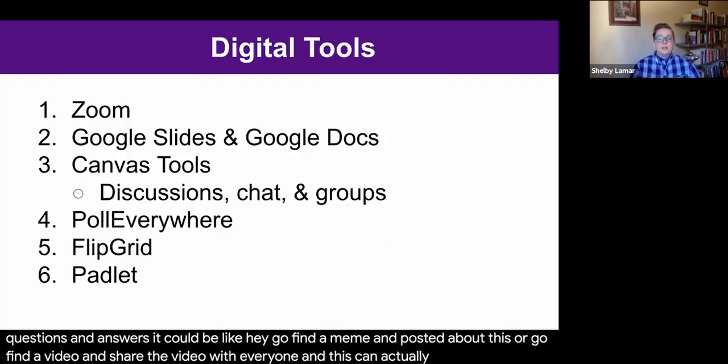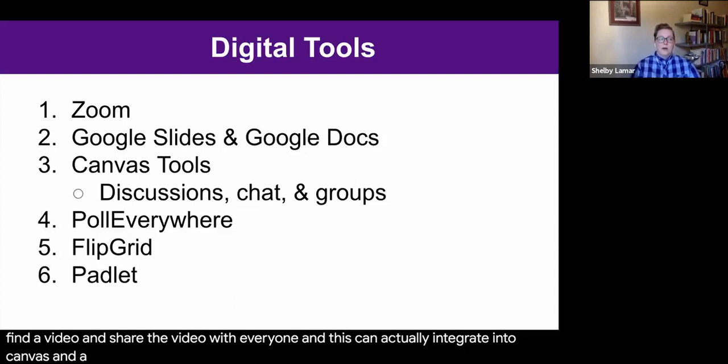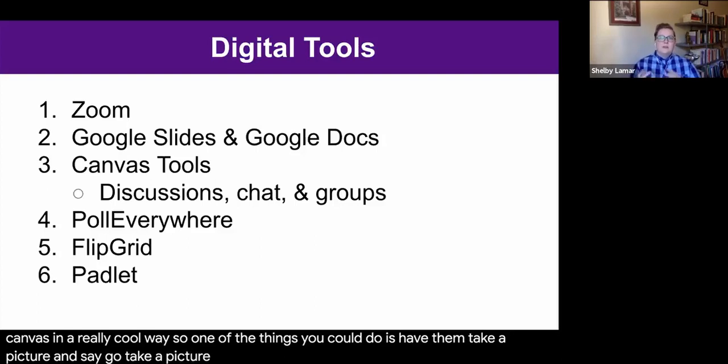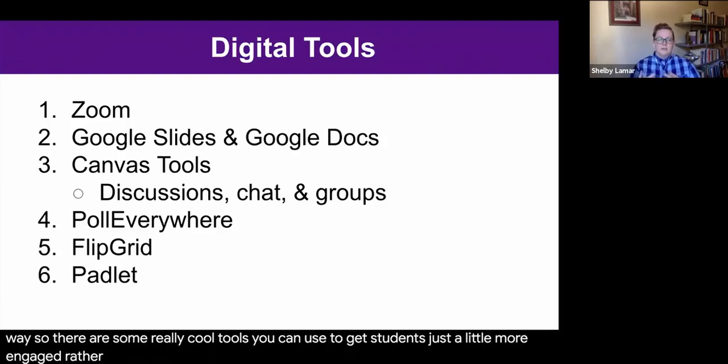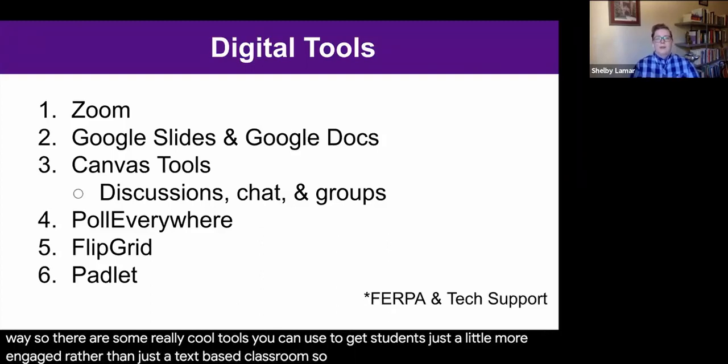And this can actually integrate into Canvas in a really cool way. So one of the things you could do is have them take a picture and say, go take a picture of your favorite thing in your apartment or your house or whatever, and start a chat in that way. So there are some really cool tools you can use to get students just a little more engaged rather than just a text-based classroom.